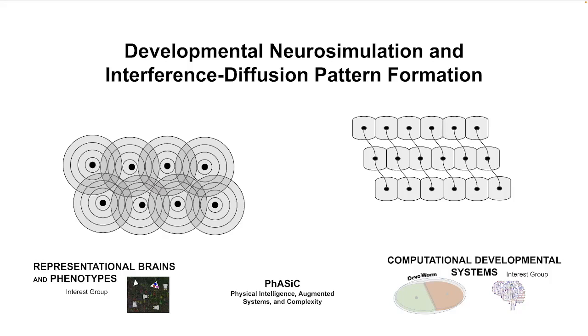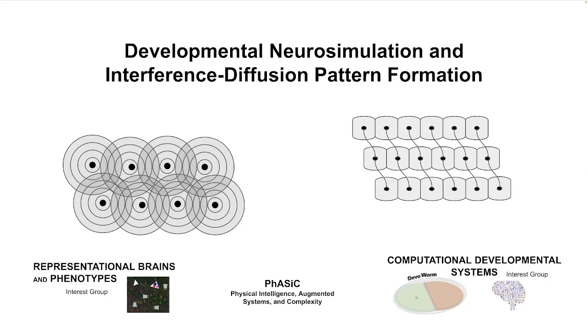Okay, now let's talk about something called developmental neurosimulation and interference-diffusion pattern formation. So this is work that crosses our representational brains and phenotypes interest group, our PHASIC group, which is physical intelligence, augmented systems and complexity, and our computational developmental systems interest group. So it's a wide range of different things going on here, very interdisciplinary.